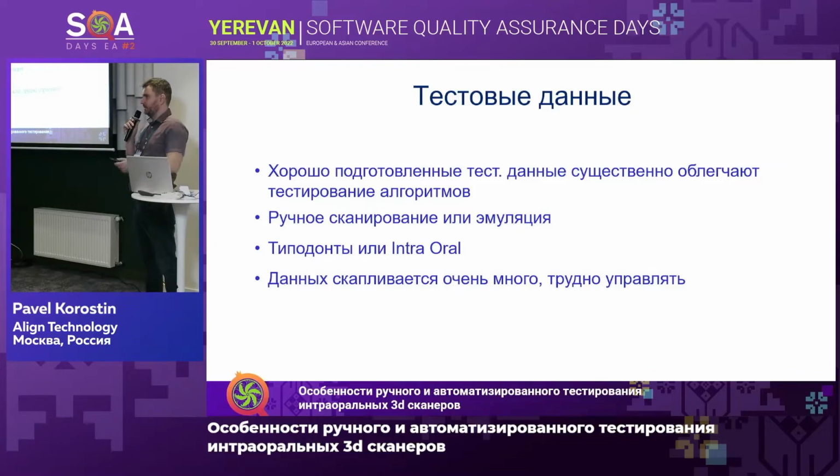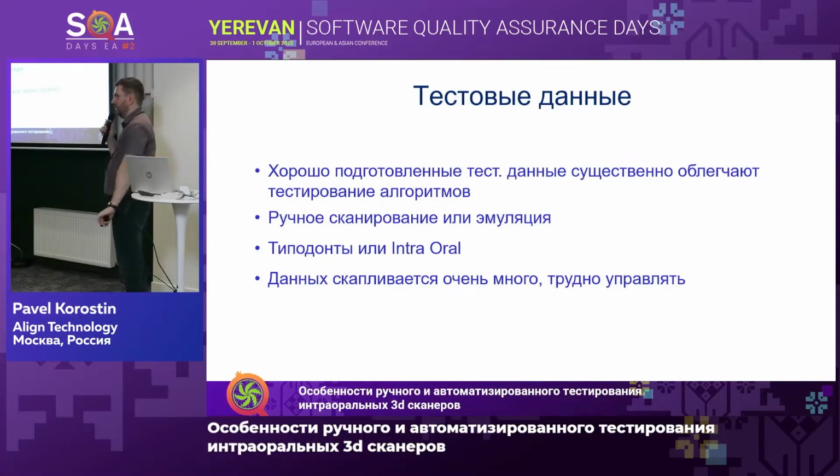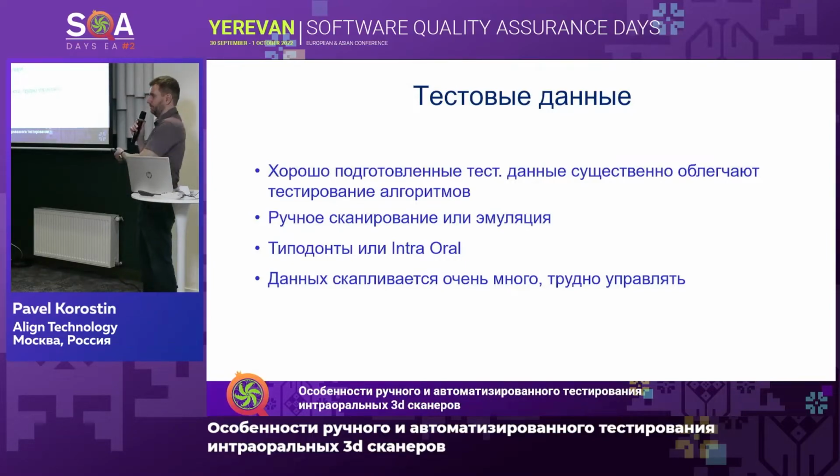A few words about the testing data. The previous examples have shown that, generally speaking, the testing task boils down to the task of preparing good quality testing data. If we have scanned everything well, we have everything on our hands, we look at it and say, okay, everything is good. So it's a totally separate field of testing data preparation. There are two types of testing data preparation. It's either manual scanning, when the tester takes the scanner and moves it over the jaw, mandible, and gets the results.